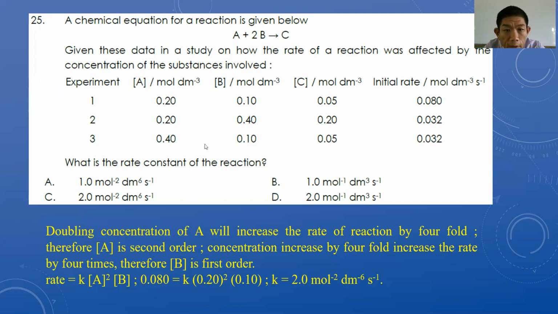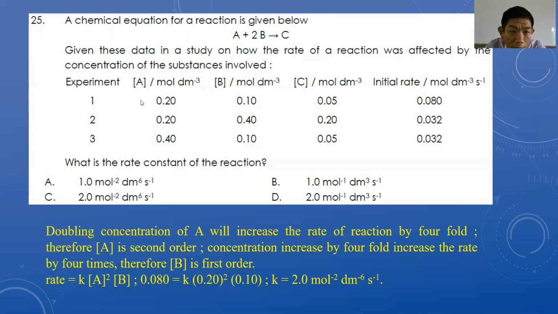And then for B, increase the concentration by 4 times, you compare experiment 2 to experiment 1. You increase the concentration of B by 4 times, we increase the rate also by 4 times, okay? So the rate is first order. As for C, will it affect the rate of reaction? C will not affect the rate of reaction because C is the product of the reaction. So we do not look at C.